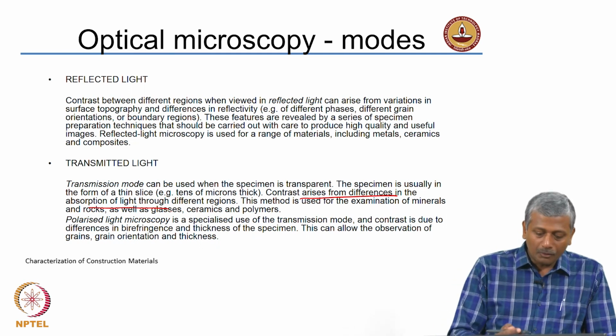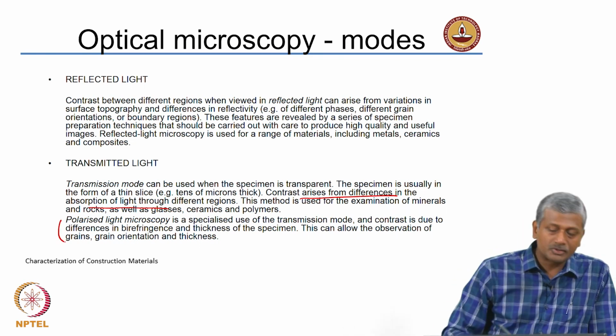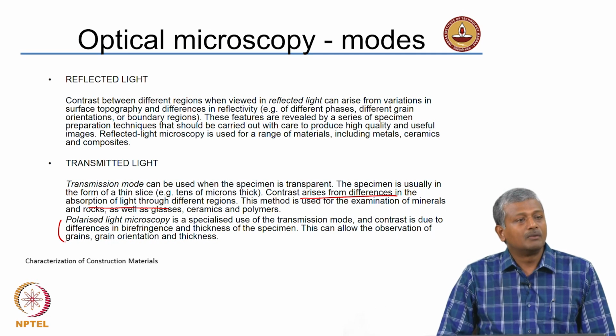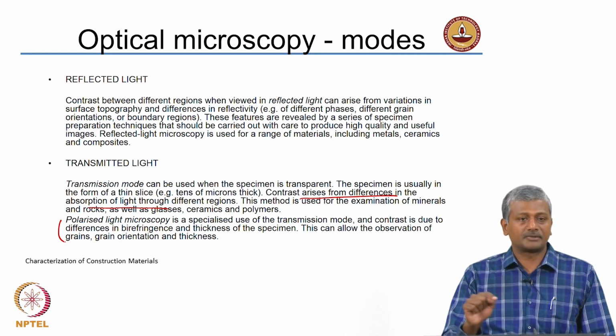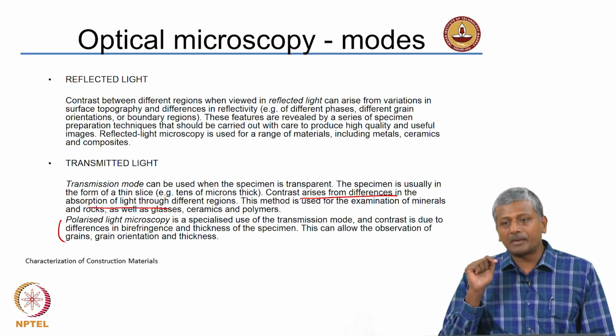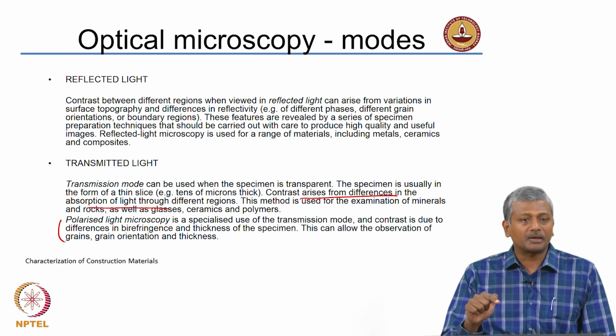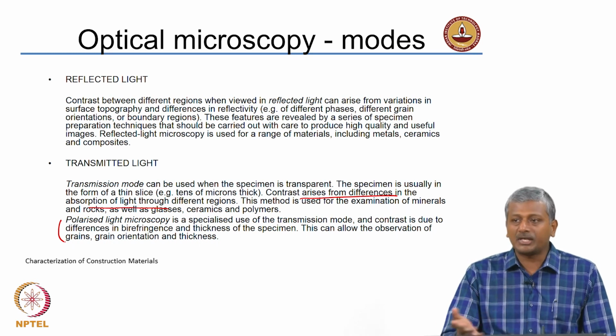Okay. Now, in the transmission mode, when I was talking about the refractive indices, one of the most important characteristics is to use what is known as polarized light microscopy. So, light, as you know, can vibrate in all directions. Polarization means you are causing the light to vibrate only in a specific direction. And when this light that vibrates in a specific direction passes through materials that are isotropic, you do not get any change in the light direction.